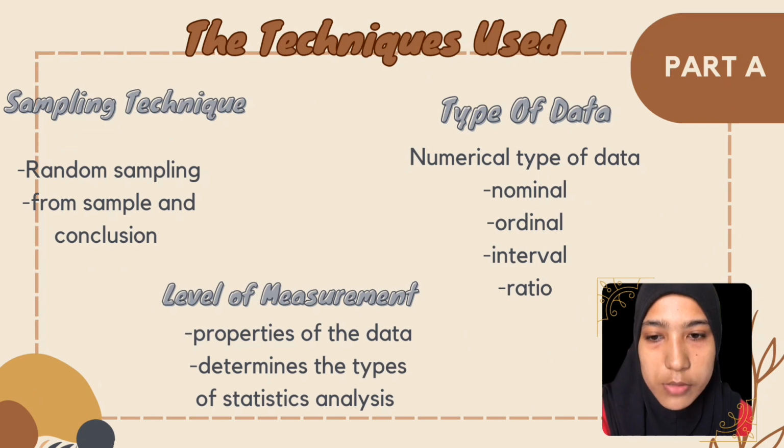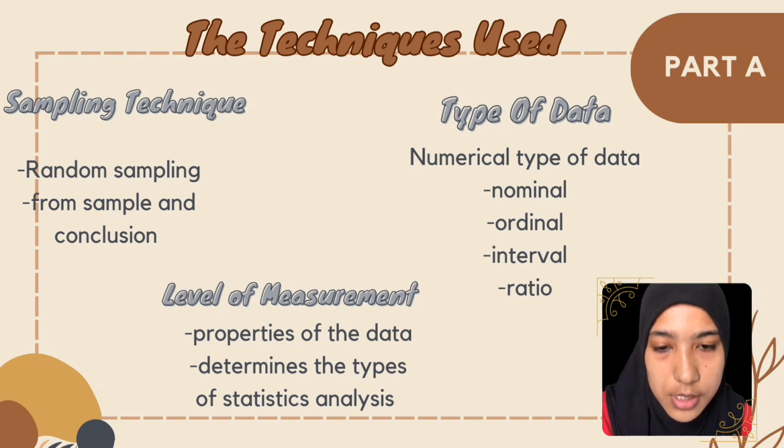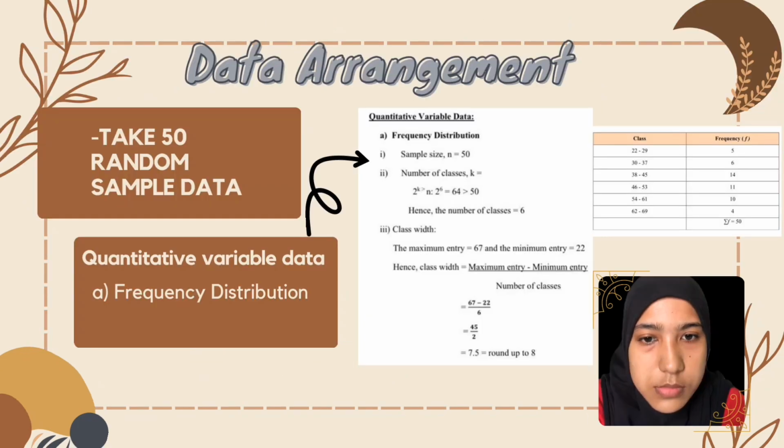Sampling technique used, type of data and level of measurement. Sampling used in this data is simple random sampling. Data gathered from a sample and conclusions are drawn about the population. Next, type of data. Next, data arrangement: we decided to take 50 random data from the table given.